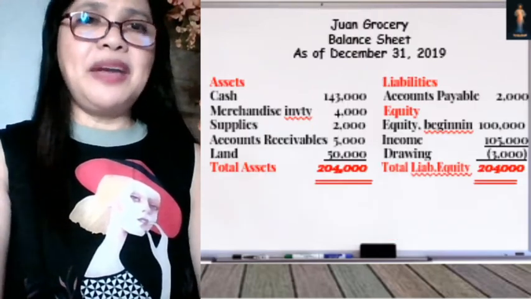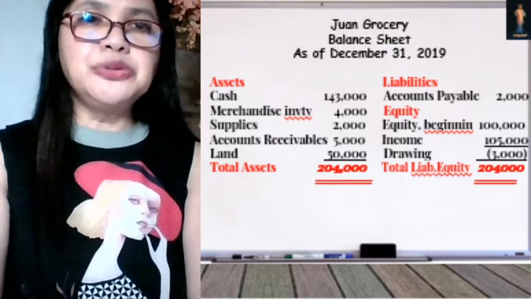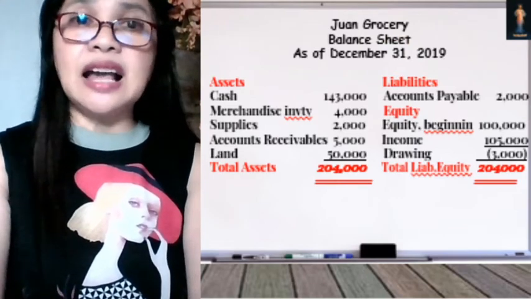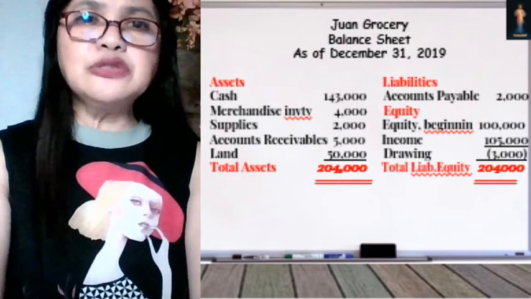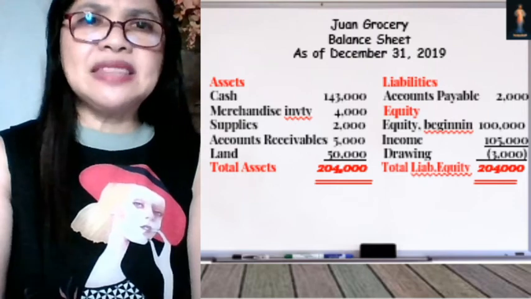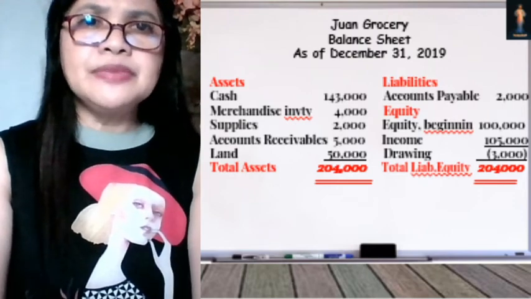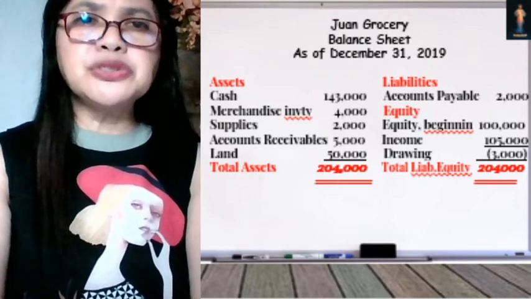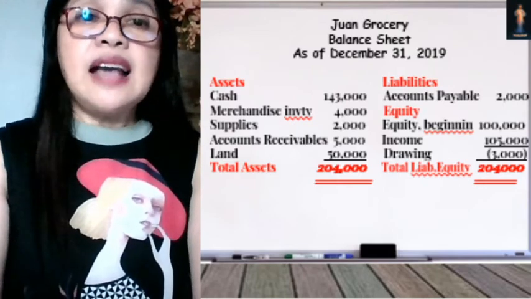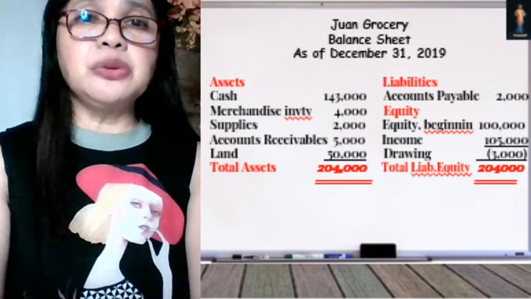Then we have the balance sheet. Now you can prepare your balance sheet. How do you do this again? We put the assets on the left side. I think this is the account form, the account form balance sheet. May I repeat again the heading of the balance sheet? One Grocery, Balance Sheet or Statement of Financial Position as of December 31, 2019.